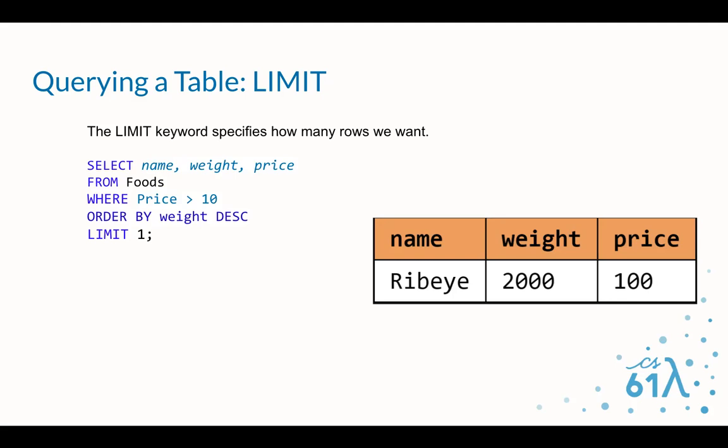What it would do is find all the rows whose price is greater than 10, and then out of those rows, it would order them by the weight, and it would take the top 10 names of the foods with the highest weight. Does that kind of make sense? Limit is a way of reducing and specifying how many rows we want in our table. If there are no questions, we'll go on to the next one.